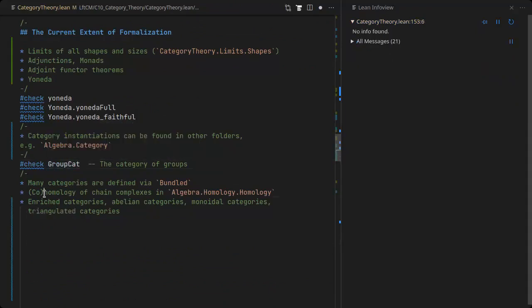Yes, we have a bit of cohomology of chain complexes, but I don't really know how much. We have enriched categories, abelian categories, monoidal categories, and triangulated categories. For everything else, you best just search in the Mathlib docs and see if you can find anything. In general, it's probably not the biggest category theory library that exists, and maybe it's one of the fields where other theorem provers have a more extensive library.